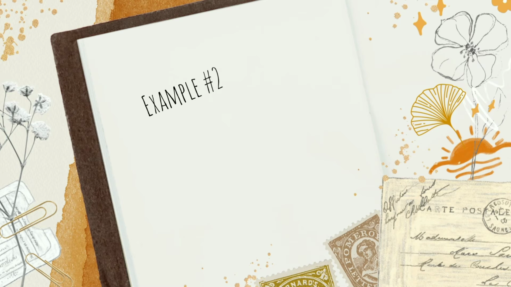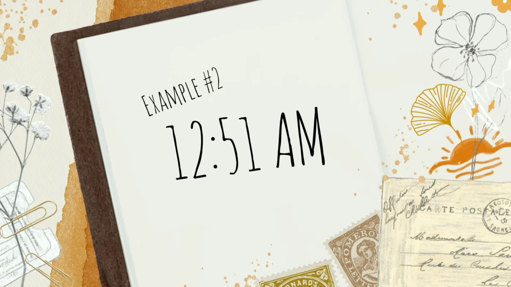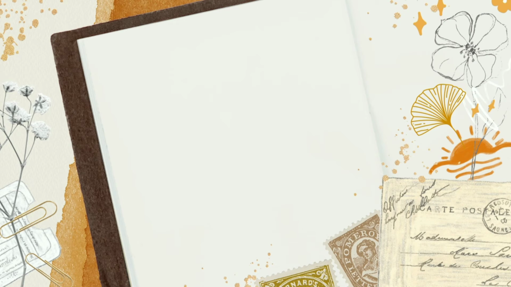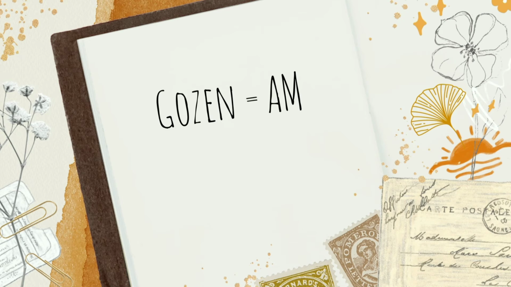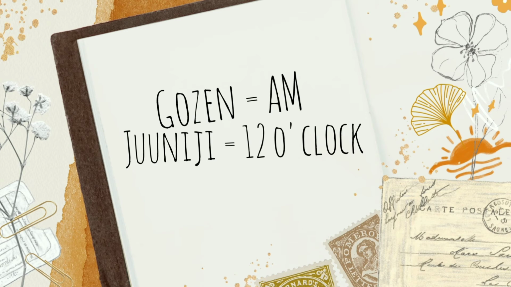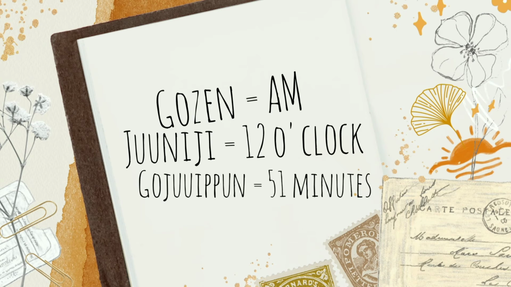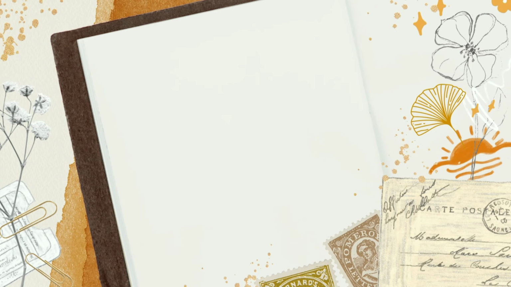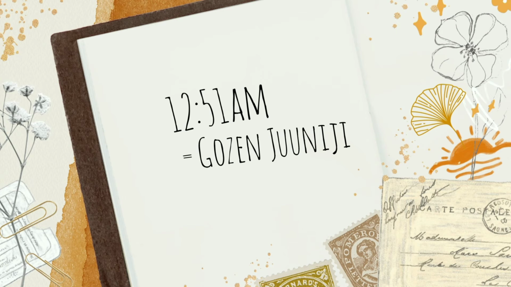Another example is 12:51 a.m. Following the previous example, first would be gozen for a.m. Next is juniji for 12 o'clock. And lastly, gojuuippun for 51 minutes. Again, 12:51 a.m. in Japanese is gozen, juniji, gojuuippun.